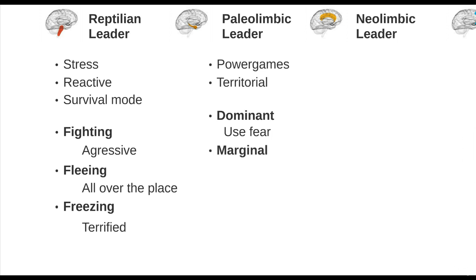Marginal paleolimbic leaders are a real pain because basically they're paranoid. They don't trust anybody. They will micromanage their teams, not because they think they're better, like the dominant paleolimbic leader. No, it's more because, well, they got trust issues.